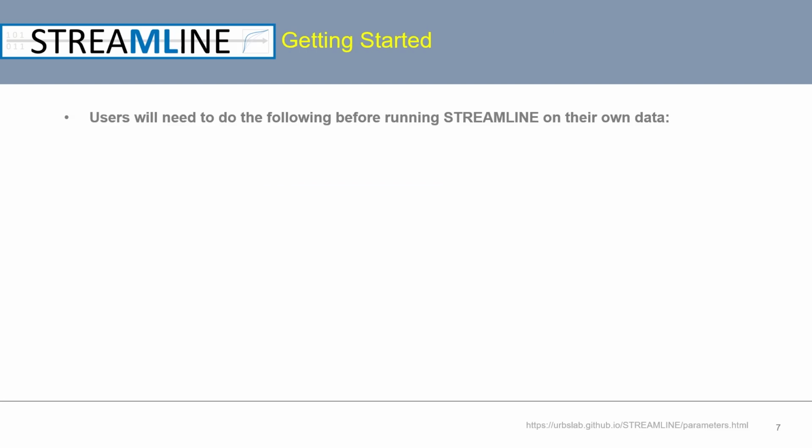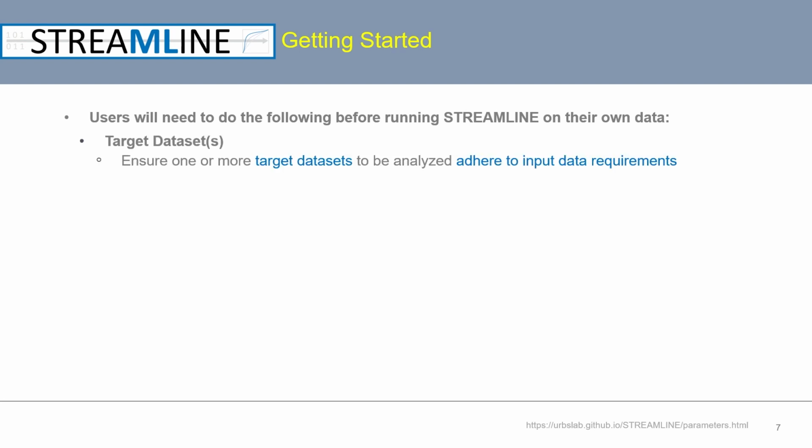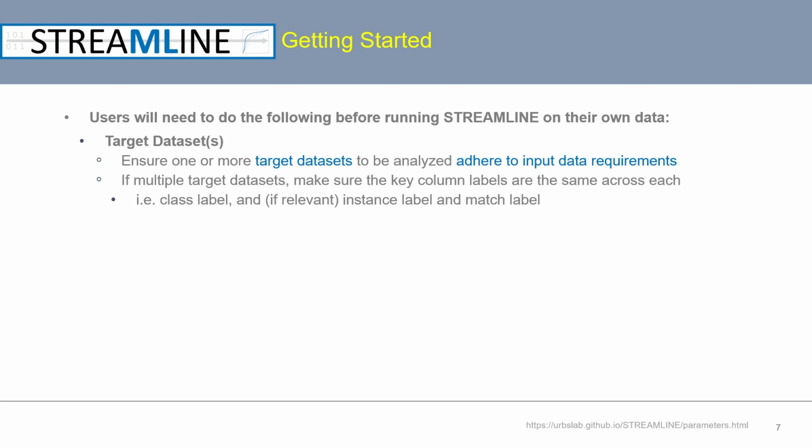Before running Streamline on your own data, you'll need to do the following. First off, ensure that one or more target datasets that you want to analyze adhere to the input data requirements of Streamline. Second, if you have multiple target datasets, make sure the key column labels are the same across each dataset, specifically the class label, and if relevant to your data, also the instance label and match label. Next, put any target datasets to be analyzed together in a folder with no other files.